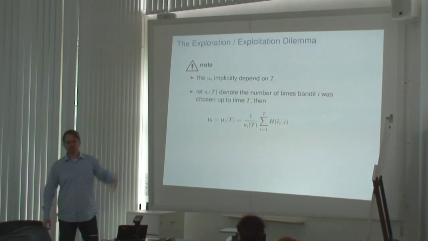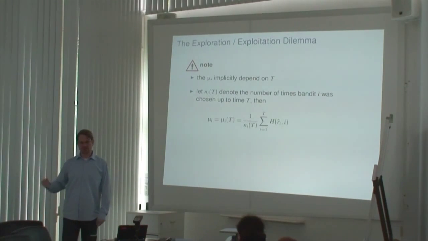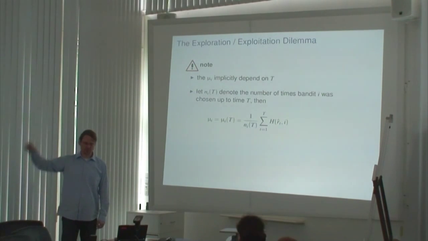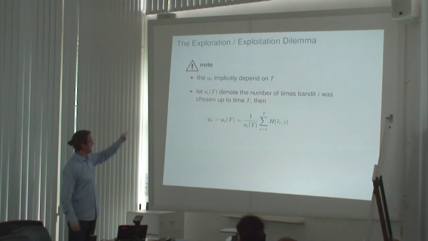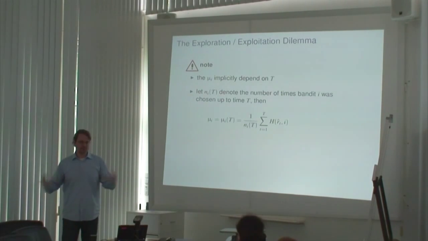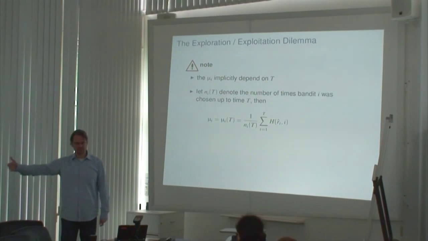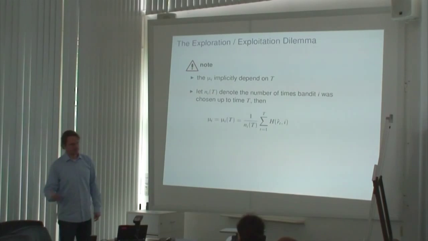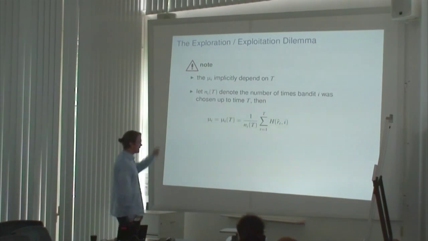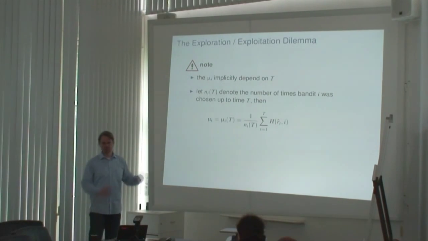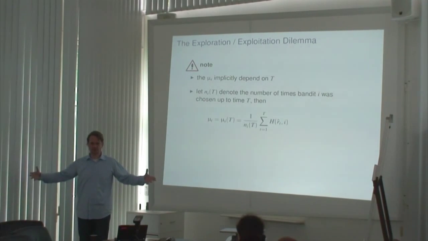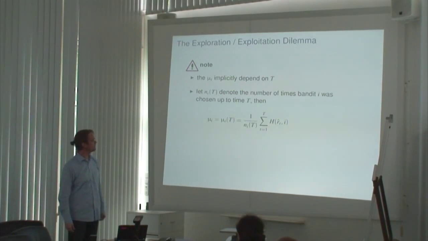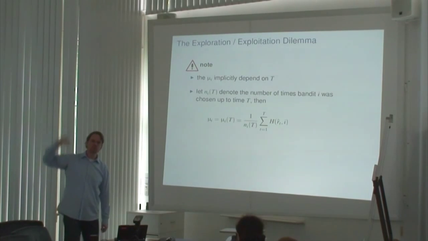Say capital T is 1,000 games. You have played 1,000 games, and 20 of those were played with bandit i. Now the next game you play with another bandit, now you have n_i of 1001, and it's still 20, because even though you have played another game, the number of times you have played with bandit i is still 20. Once you choose i the next time, this number will increase, but the capital T can be larger by then. So this is the number of times you have chosen bandit i up to time capital T.